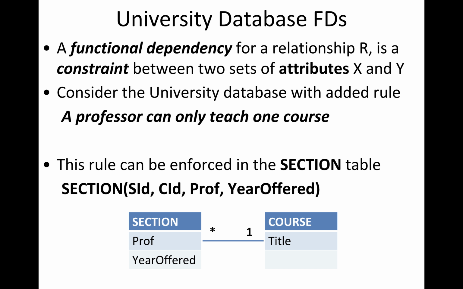So let's take a look at some business rules, and what clues we might use to identify some of these dependencies. Here's a rule that says a professor can only teach one course. Very, very restrictive. Here's the rule, and we're enforcing it in the section table. We said that the unique identifier for the section, we have a foreign key to the course for this section, the name of the professor, the year offered.